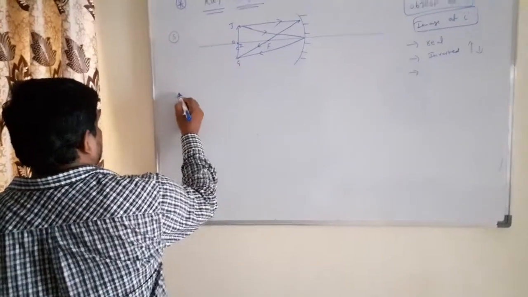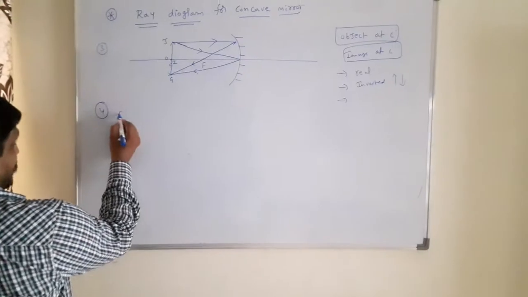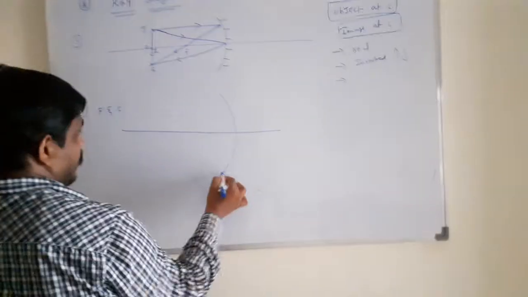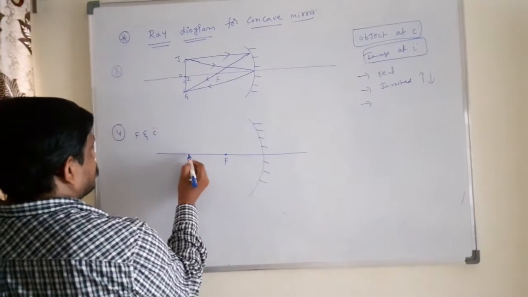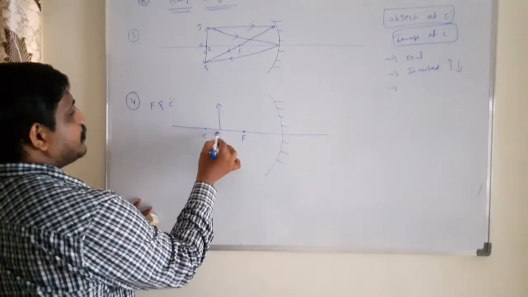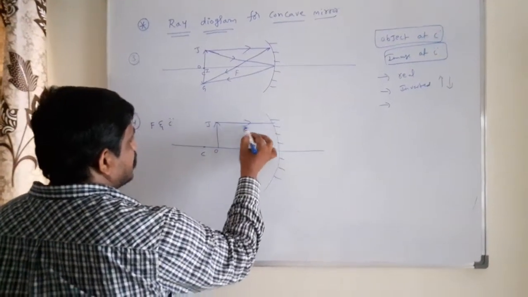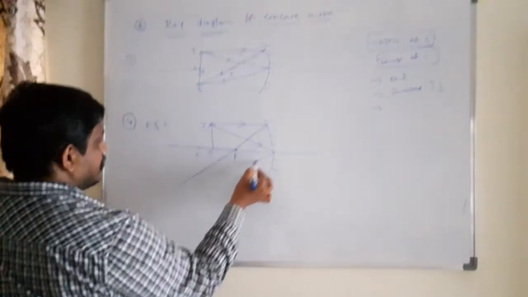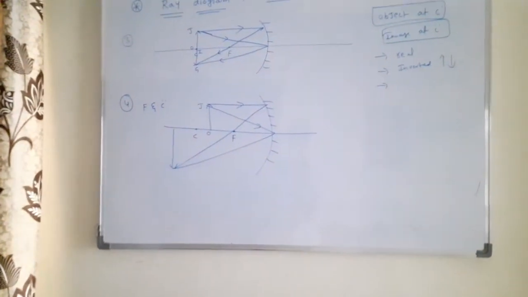Okay. Next condition, fourth condition. Here the object is placed between F and C. This is the principal axis. This is the concave mirror. This is the principal focus. This is the center of curvature. Here the object is placed between C and F. Look here, the rays are reflected here.